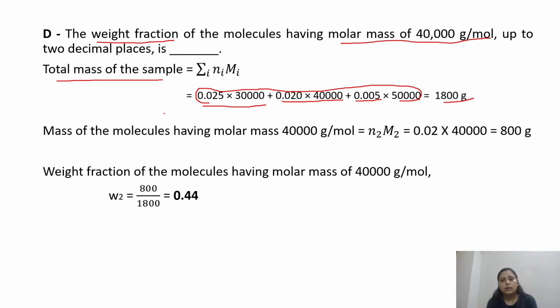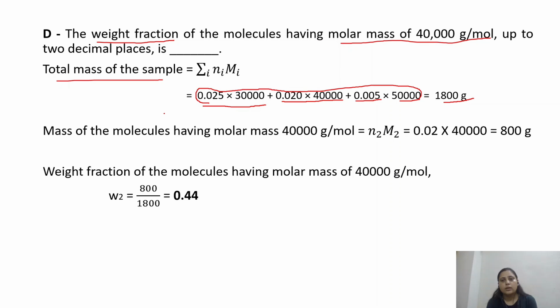Now calculate the mass of the molecules having molar mass 40,000 gram per mole. The species which has molar mass 40,000 gram per mole, we will calculate its mass. So we'll multiply its moles by its molar mass. It is the chain Y, which we have taken. Its moles is 0.02 into its molar mass of 40,000. After multiplying these, we get 800 gram.